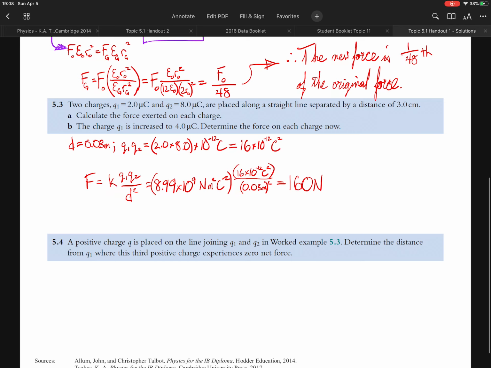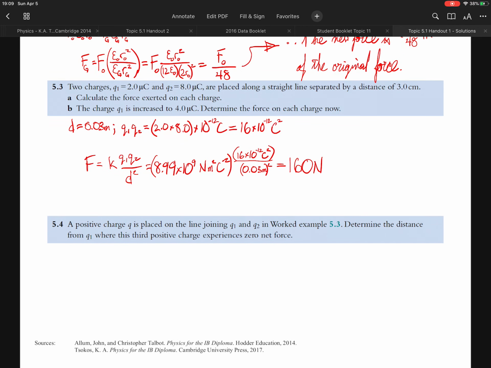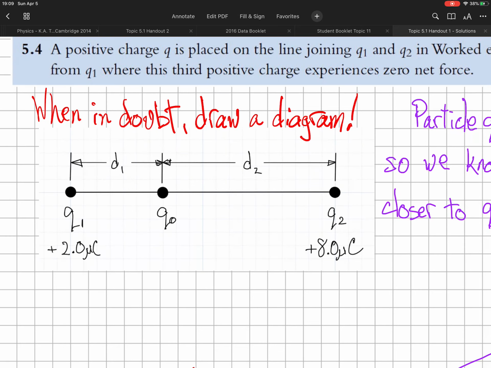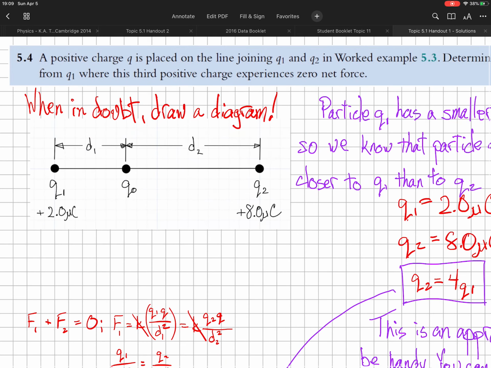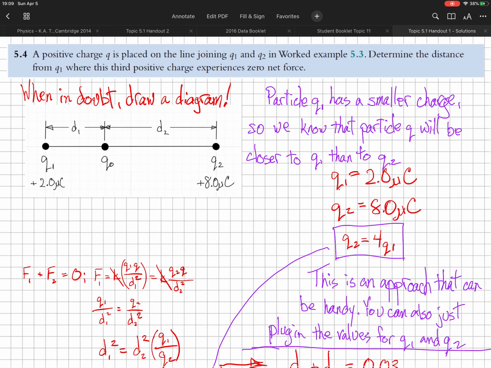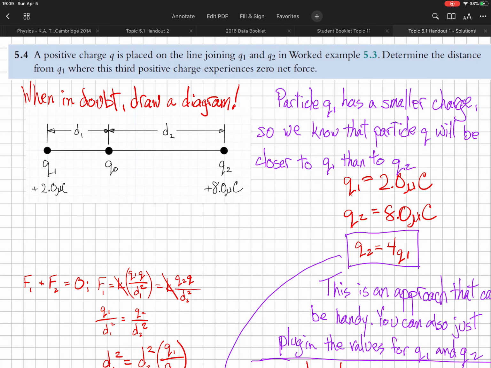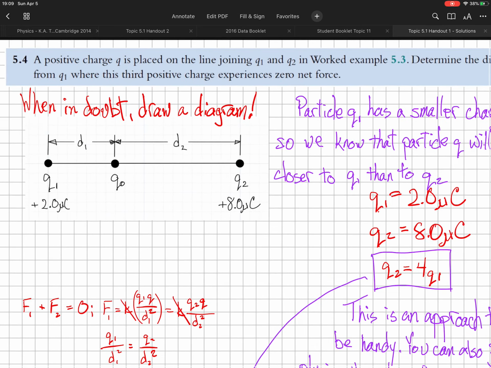Okay, so 5.4 is a bit of a deal, and that's why I actually moved it onto its own page. Because when in doubt, you should always draw a diagram. And I did draw a diagram here, as you can see. So positive charge Q is placed on a line joining Q1 and Q2. So it's somewhere in between there. And we don't really know how far it is. We are asked to determine the distance from Q1 where this third positive charge experiences 0 net force.